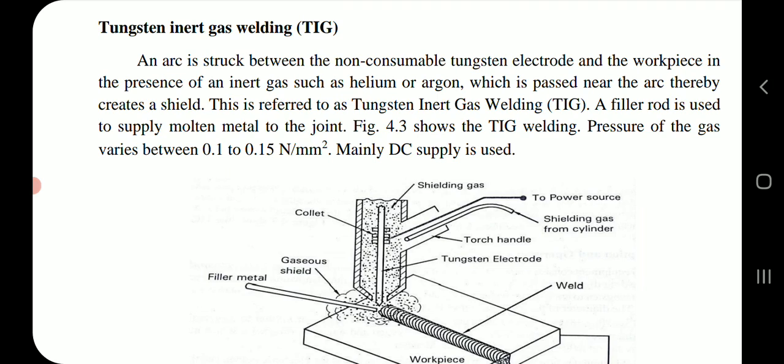Tungsten inert gas welding. An arc is struck between the non-consumable tungsten electrode and the workpiece in the presence of an inert gas such as helium or argon, which is passed near the arc, thereby creating a shield. This is referred to as tungsten inert gas welding. A filler rod is used to supply molten metal to the joint. The figure shows TIG welding. Pressure of the gas varies between 0.1 to 0.15 Newton per square millimeter. Mainly DC supply is used.